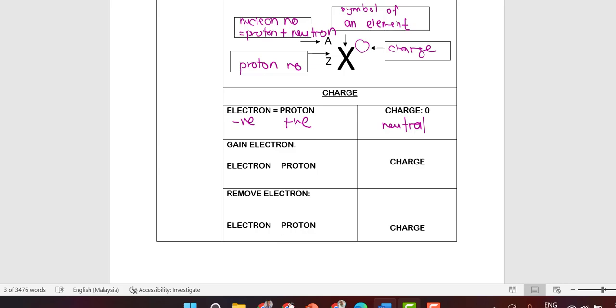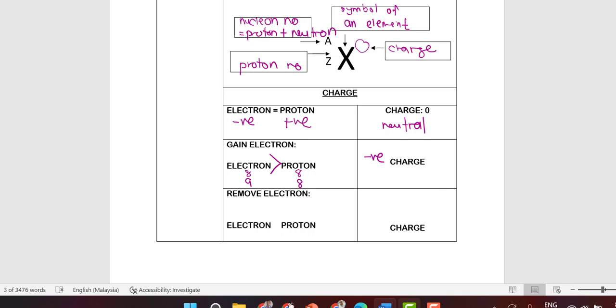If that atom receives or gains an electron, the number of electron will increase. For example, initially we have 8 electron and 8 proton, so that one is neutral. That atom receives 1 electron, so the number of electron becomes 9. The proton stays at 8. So that atom will become negatively charged.